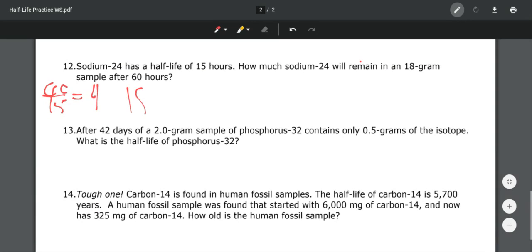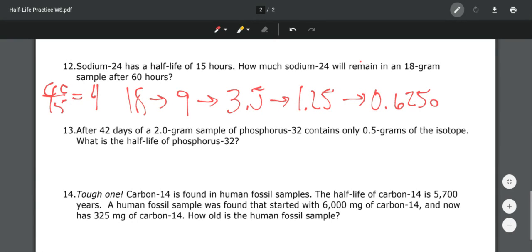So I could do 18, goes down to 9, then goes down to 4.5, which goes to 2.25, which then goes down to 1.125 grams. All right, 4 half-lives, where I'm going to just count them again: 15 hours, 30 hours, 45 hours, 60 hours.